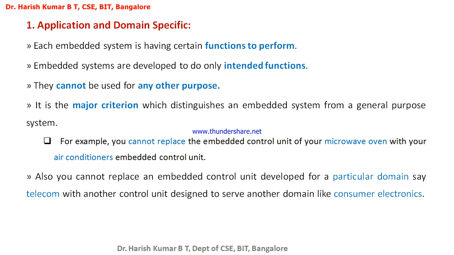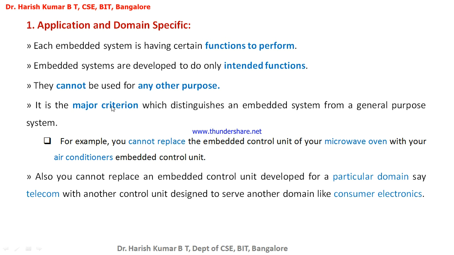So they cannot be used for any other purpose. That means they are not general purpose. They can be used only for the specific purpose for which they have been developed. Only that intended, dedicated function is it capable of performing. That is what application and domain specific means. It is not a general system, it is a dedicated system. All embedded systems are dedicated systems, designed to perform a single function or a specific function or a dedicated function. And this is the major criterion.